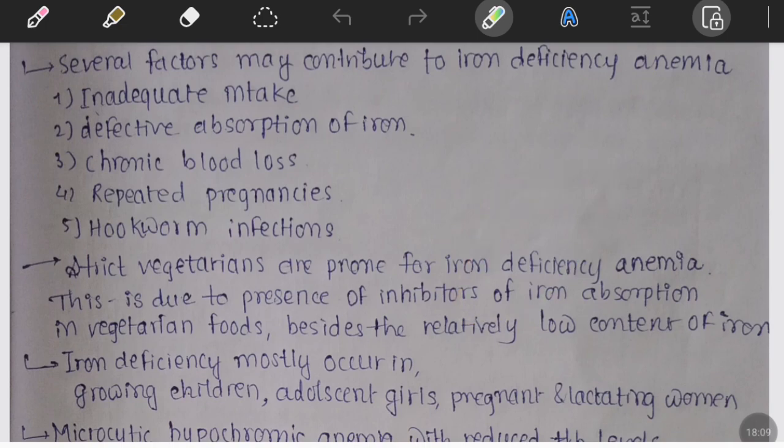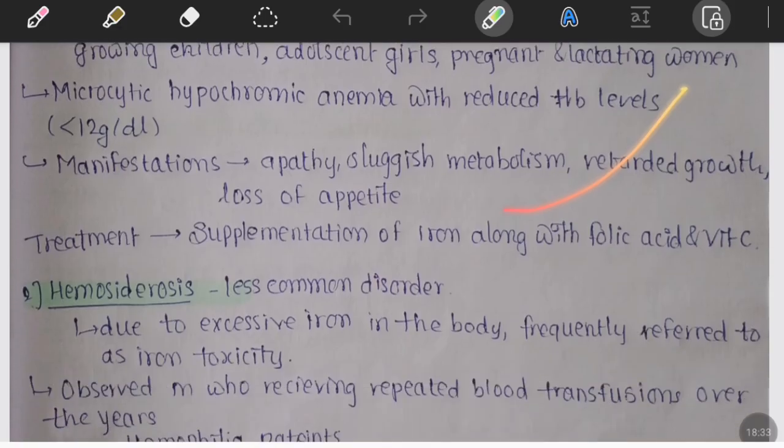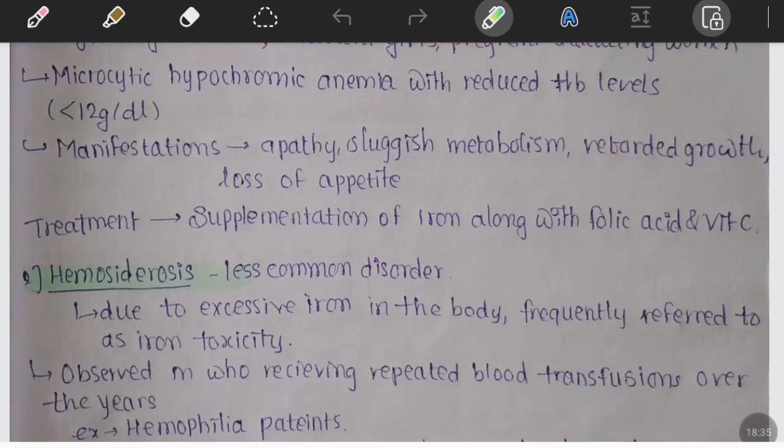The treatment is simple in principle: iron supplementation, with folic acid and vitamin C to improve iron absorption. And most importantly, treat the underlying cause, such as hookworm infection or chronic bleeding. Giving iron without correcting blood loss is only a temporary solution. If a young woman has iron deficiency, think of menstrual blood loss. If an elderly man develops iron deficiency anemia, always suspect chronic gastrointestinal bleeding until proven otherwise.